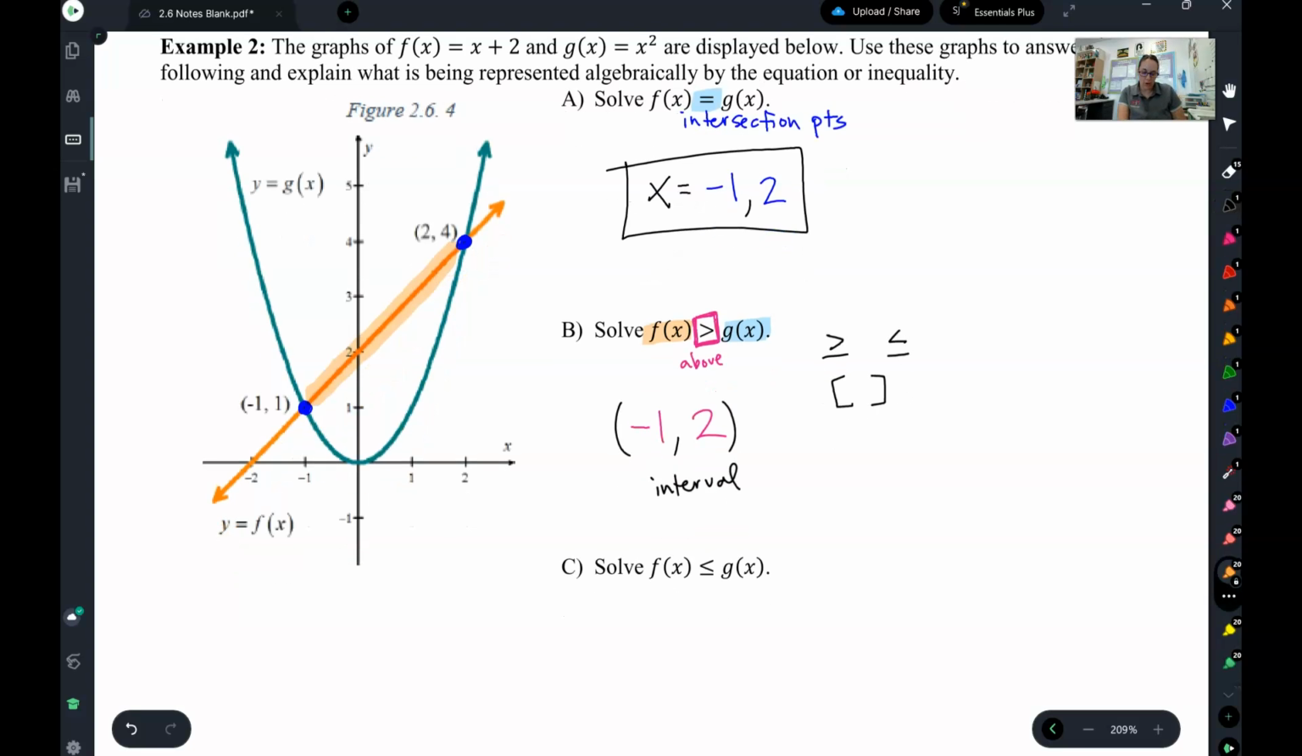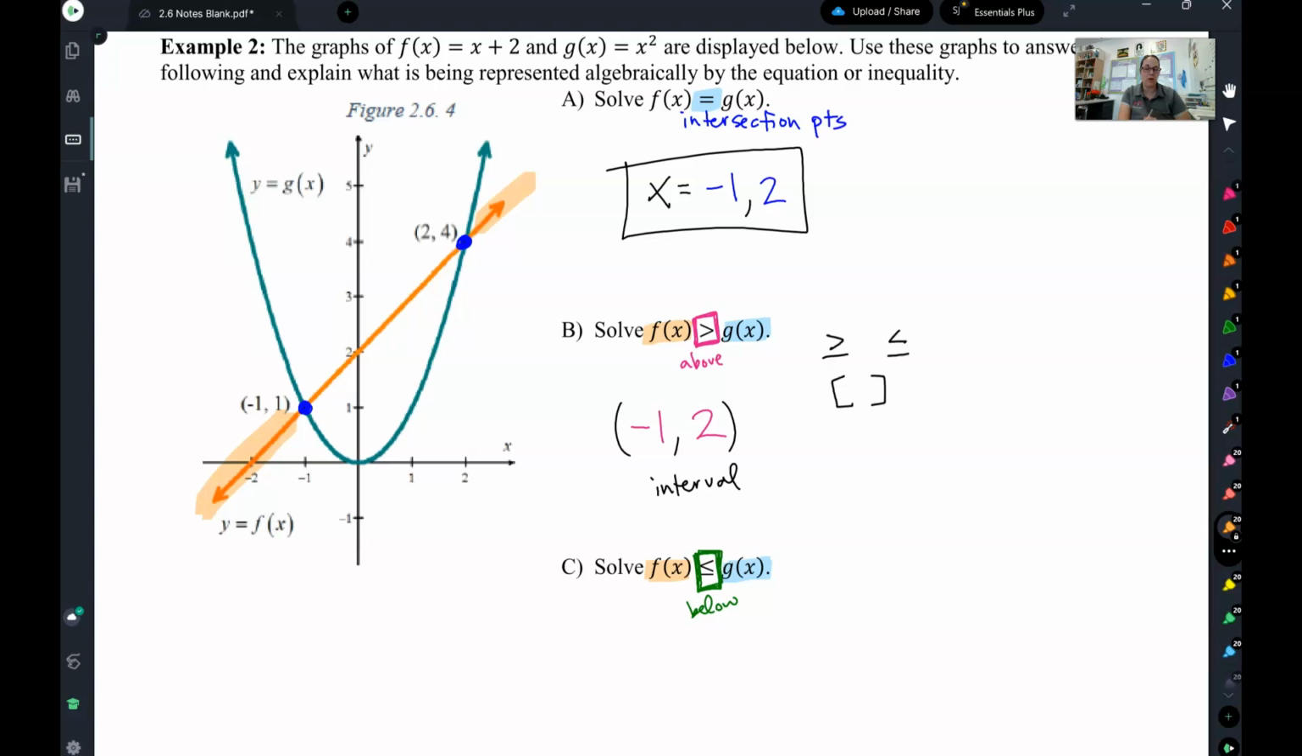In C, I want to know where the f of x line is less than or equal to, and we just learned that less than means below, the g of x line. So if I look at this graph, where is the f of x line below the g of x line? Well, that would be right here. Where's that part? And right there. This is where the f of x line is less than or below the g of x line.